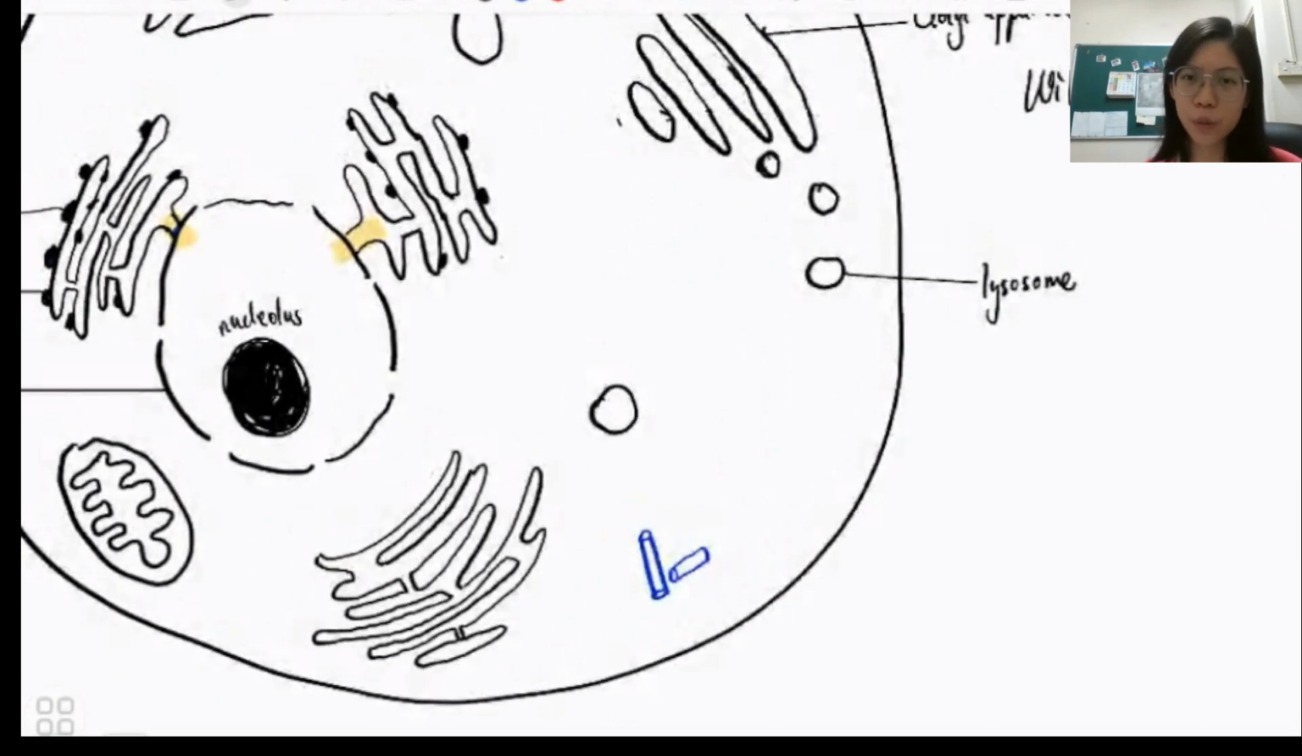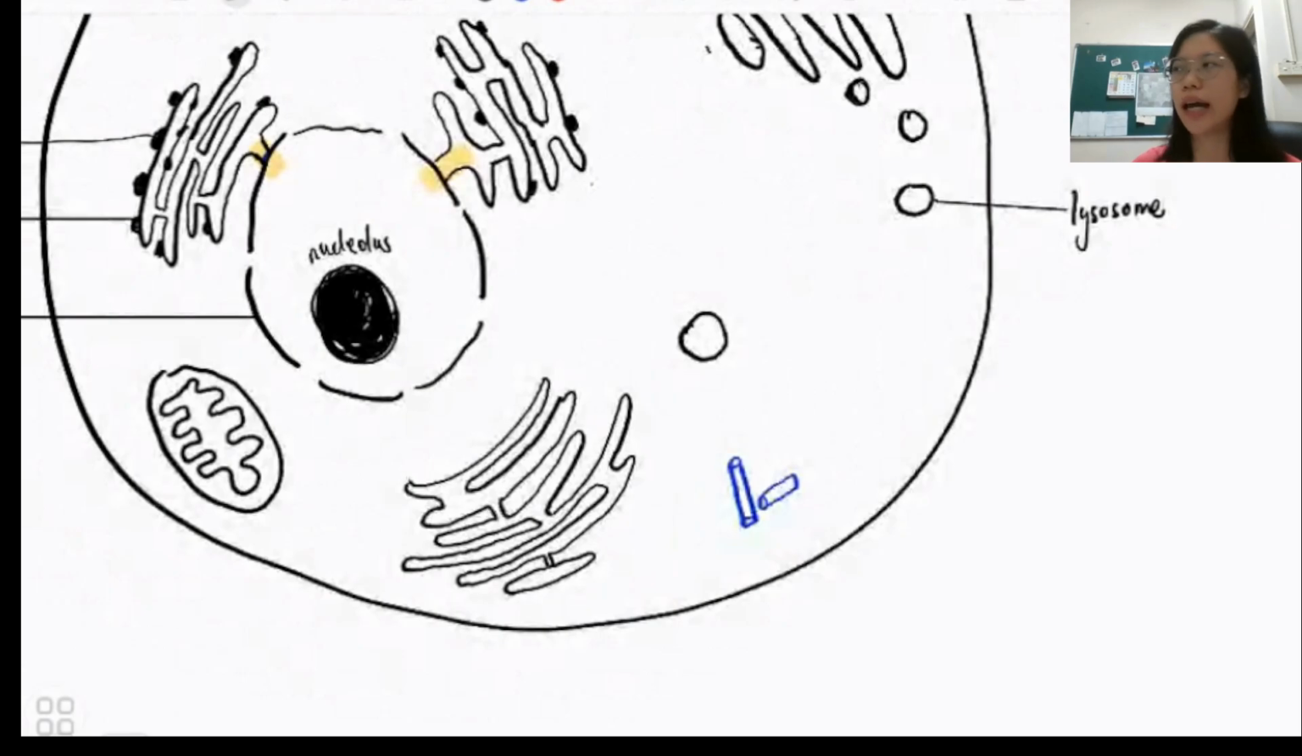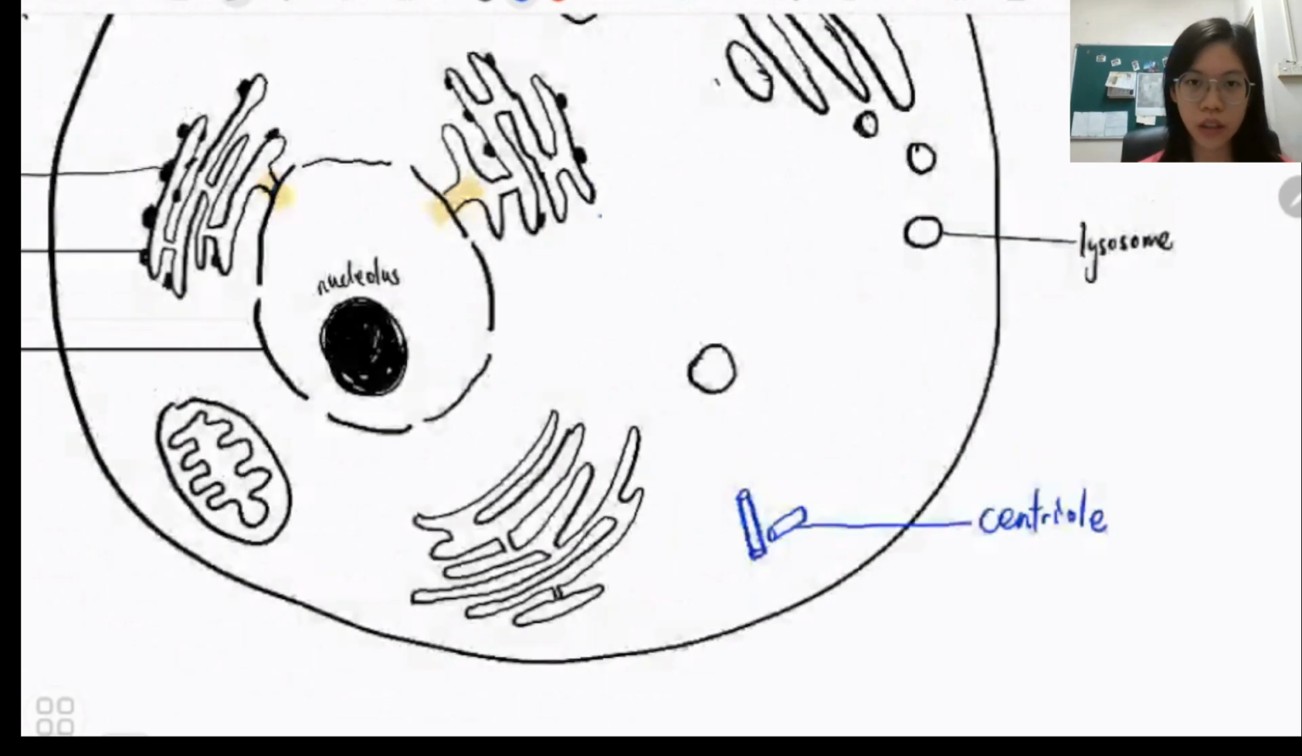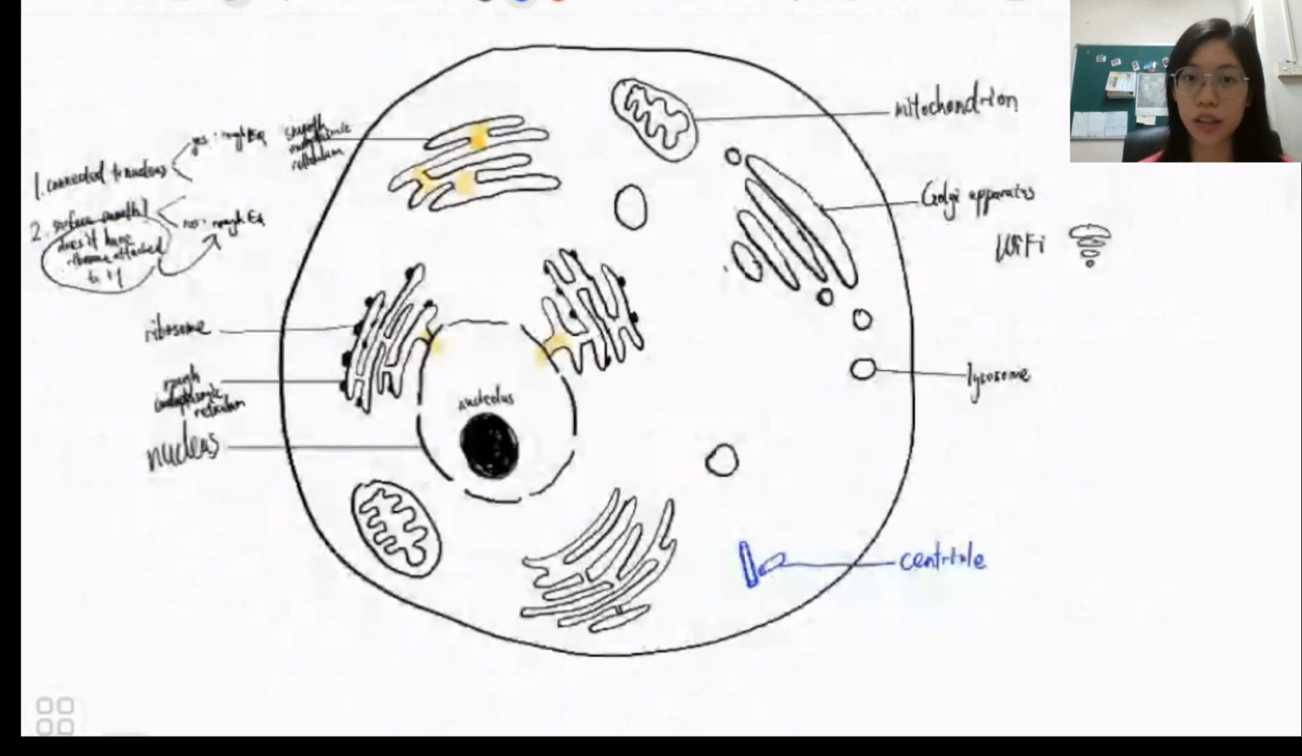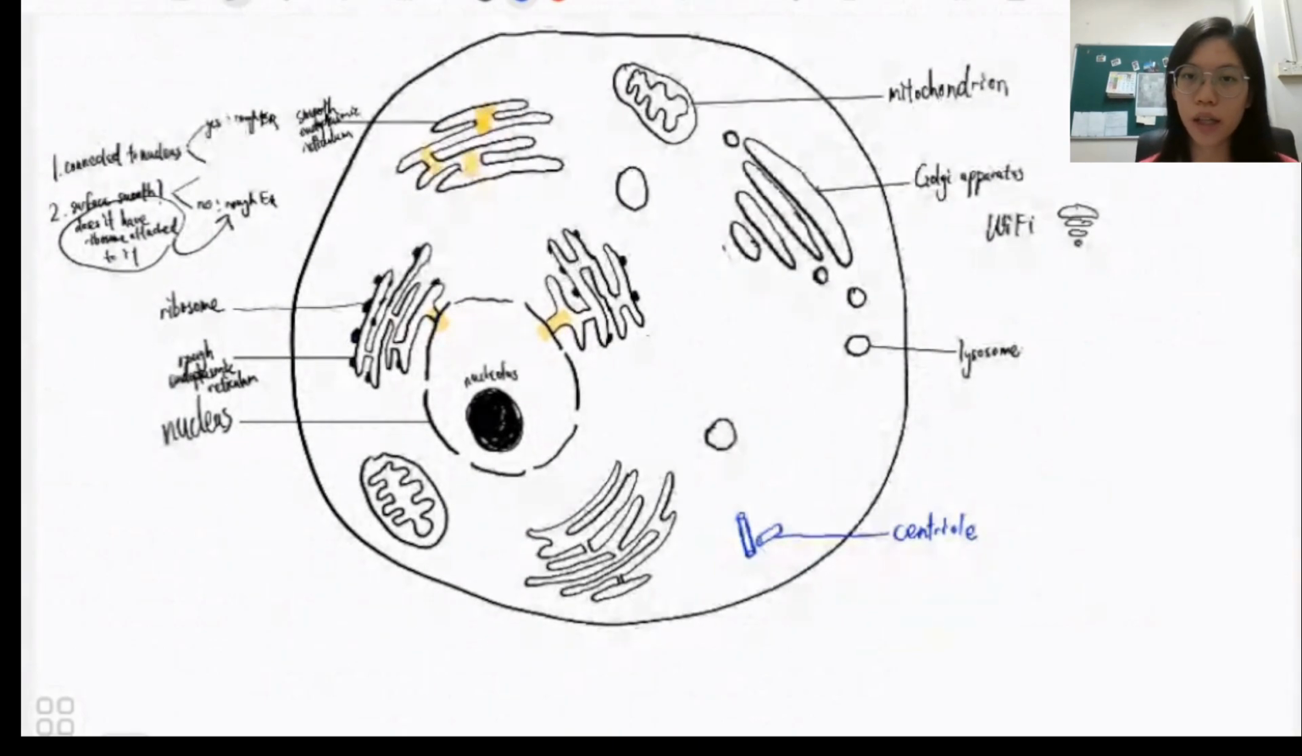Other than lysosome, we also learn something that is involved in cell division, which is this one. It is called a centriole. This centriole will actually synthesize spindle fiber during cell division. These are all the cell components you have to know.